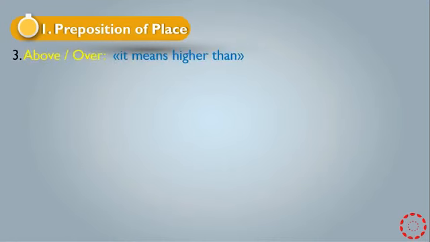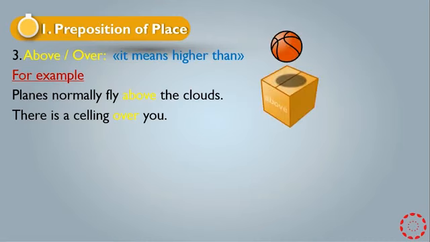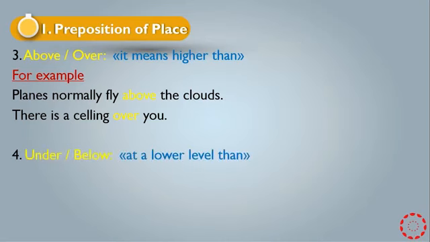The third thing we have is above or over. It means higher than. When something is higher than something, we can use above or over. For example, planes normally fly above the clouds. There is a ceiling over you. Okay, so as you see in the picture, when something is above another thing.